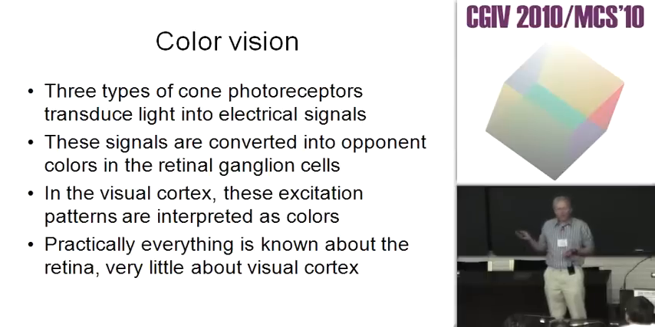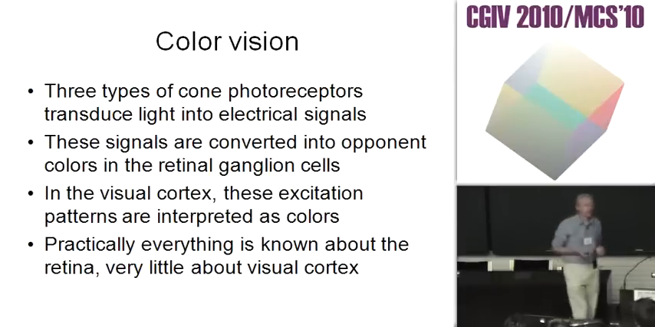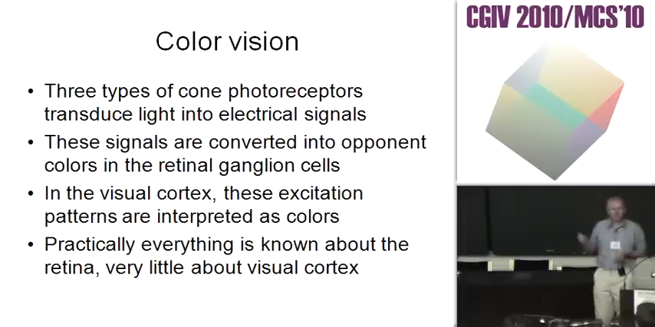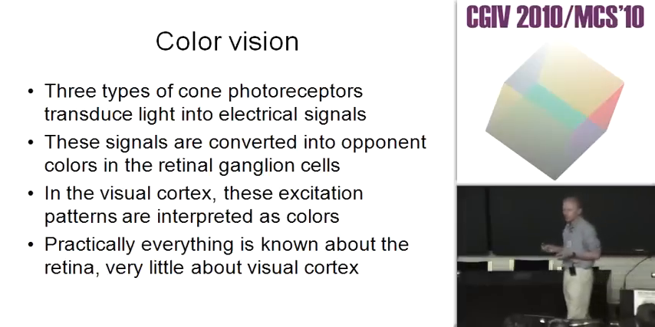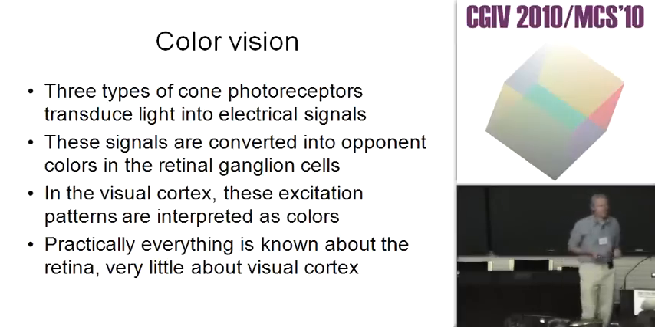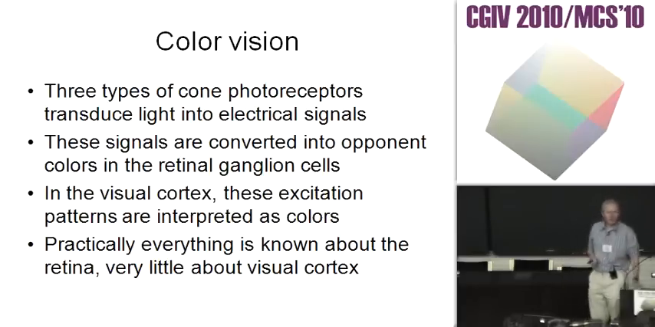Now, the first two stages we know a lot about. And basically what I've written here is that practically everything is known about the retina. Of course, people who work on the retina will strongly disagree with that. But they've done a remarkable job. And it's really stunning what we know about color at this early stage. And already from this formulation, excitation patterns are interpreted as colors, you can imagine that we don't know very much about how this process works, but I'm going to hope that I'll be able to tell you a little bit about it.